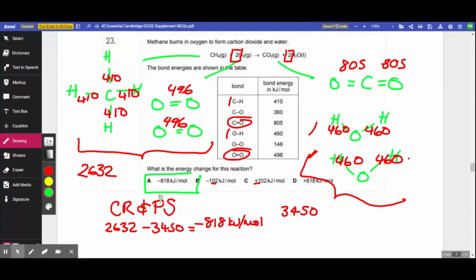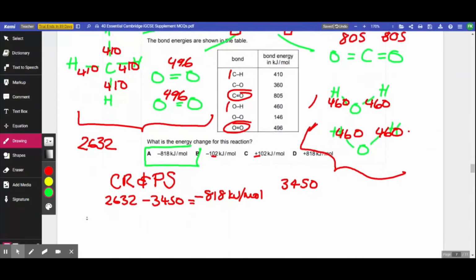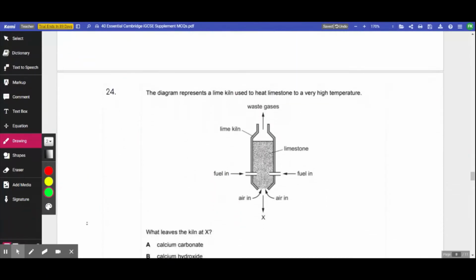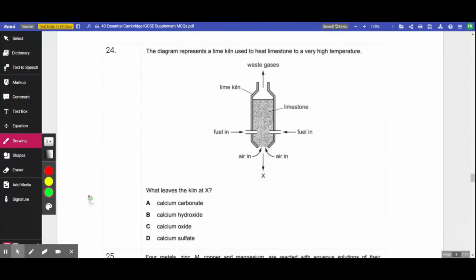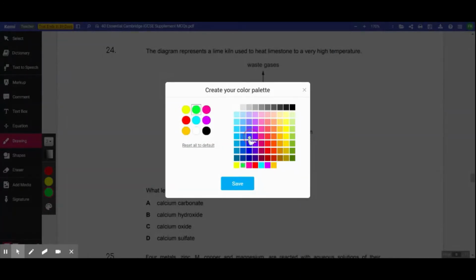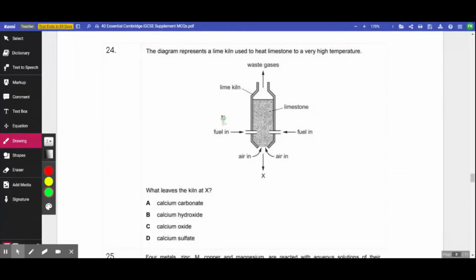Right, okay, so let's move on to the next question. Pause the video if you need to have a bit of time to look through this one. Now, this is a question that does require remembering, so this is definitely a knowledge-based question. The diagram represents a lime kiln used to heat limestone to a very high temperature.